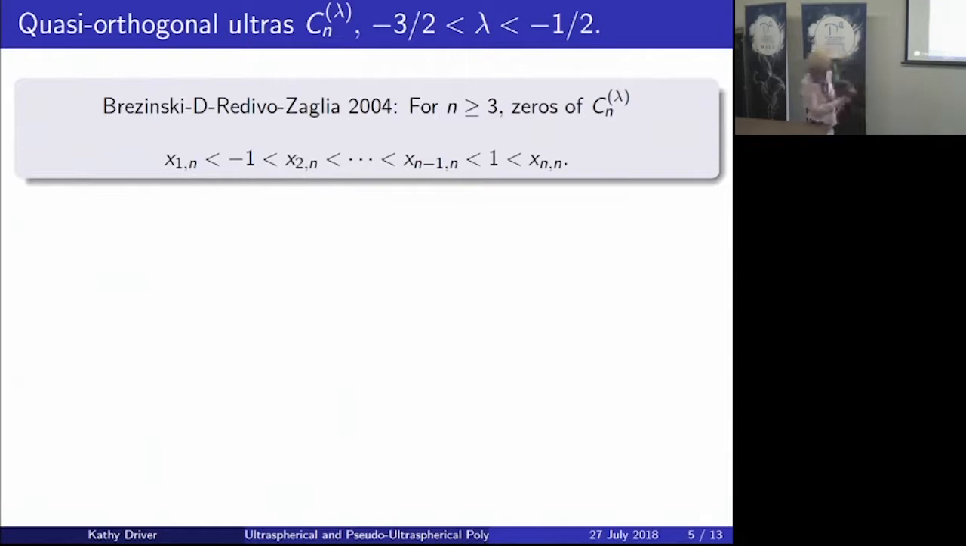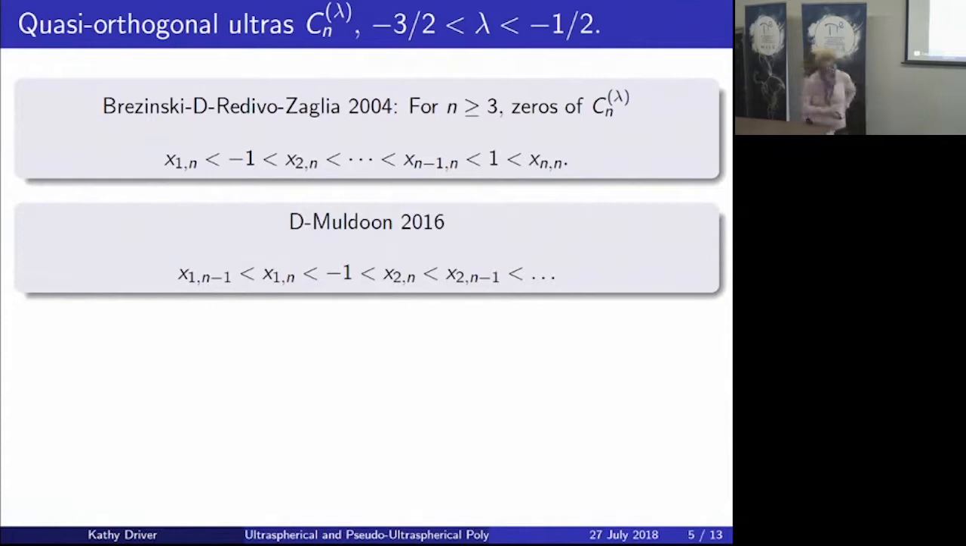Excuse me. With Martin Dune later, one of the problems we couldn't solve in our paper with Claude and Michela was whether the zeros of quasi-orthogonal order 2 polynomials are still interlacing. I don't know why we couldn't do it. Of course, when you find out how to do something, it always looks easy. And we should have been able to do it; it took 12 years for the penny to drop.